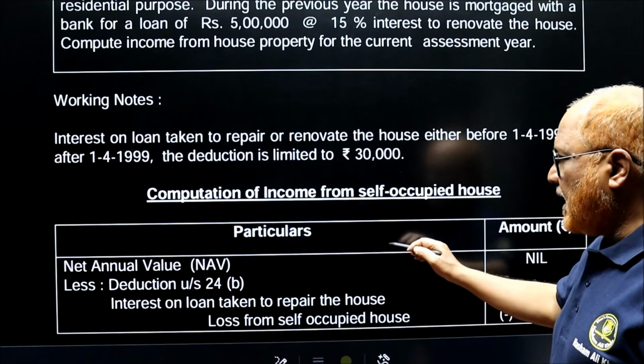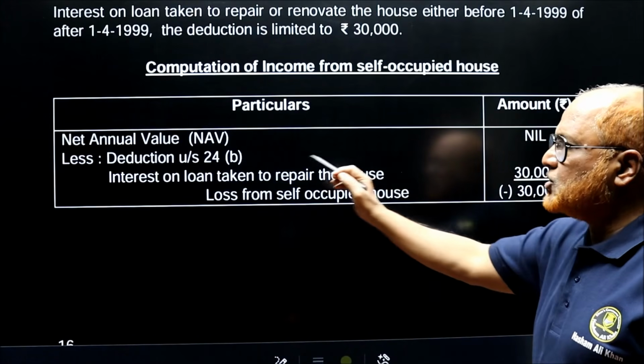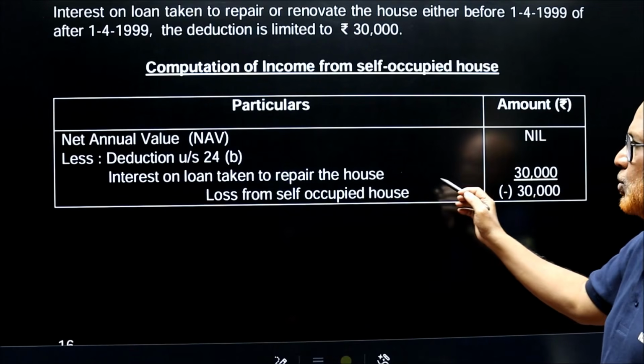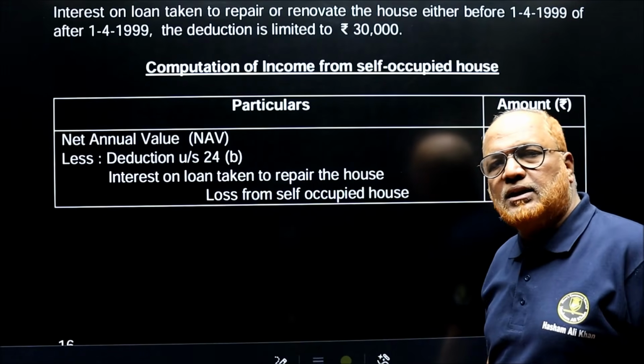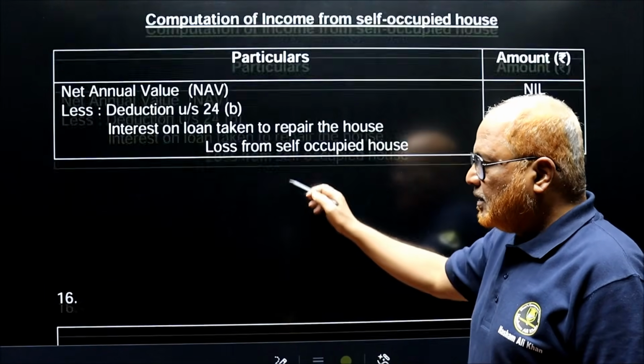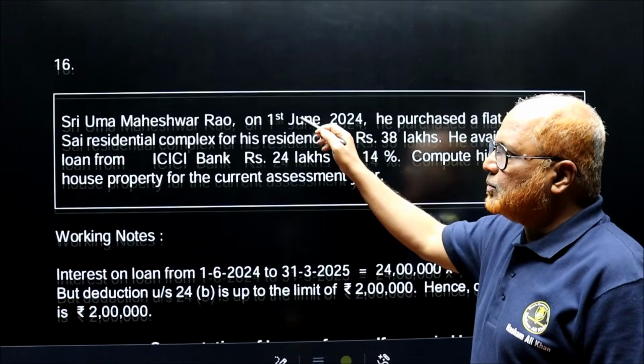So net annual value, NAV, is nil. Deduction under section 24B, interest on loan taken to repair the house, 30,000. The loss from self-occupied house, 30,000. That's it. So now I am coming to the 16th problem.